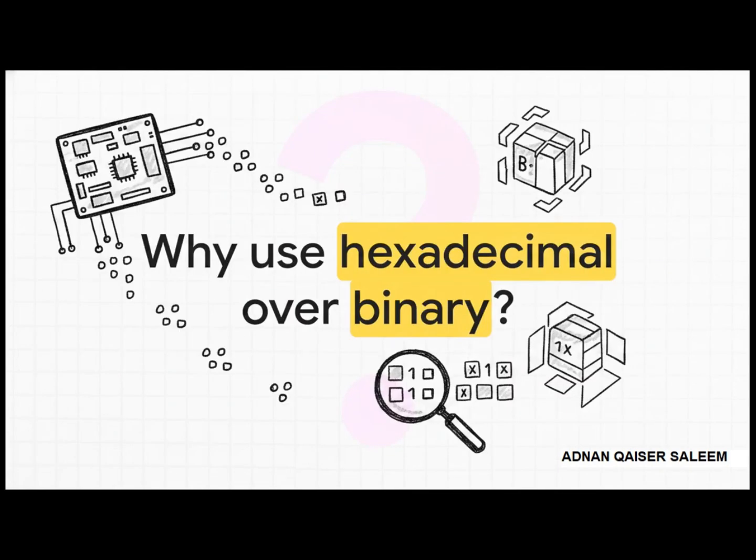Final quiz question, and this one tests your actual conceptual understanding. Why do programmers even bother writing in hexadecimal at all if the machine processor only speaks in binary zeros and ones? Pause and think about your answer.